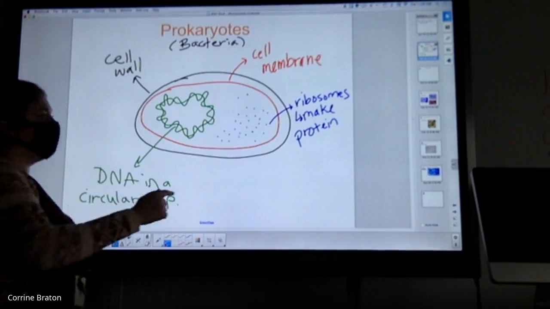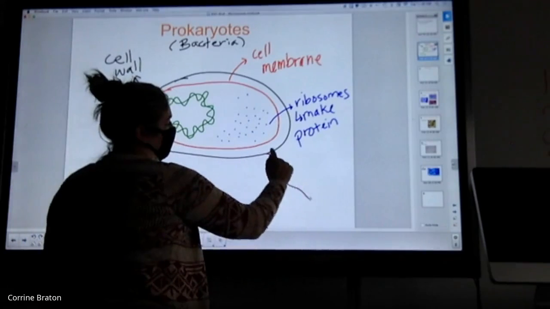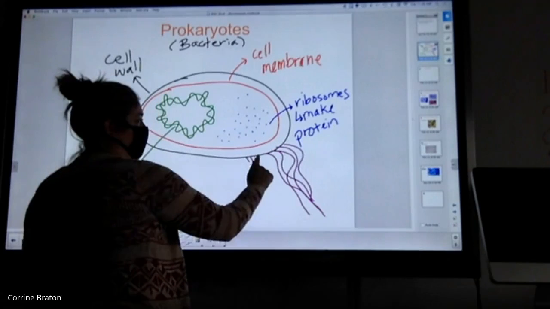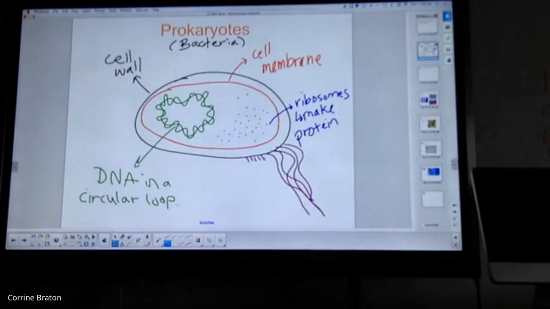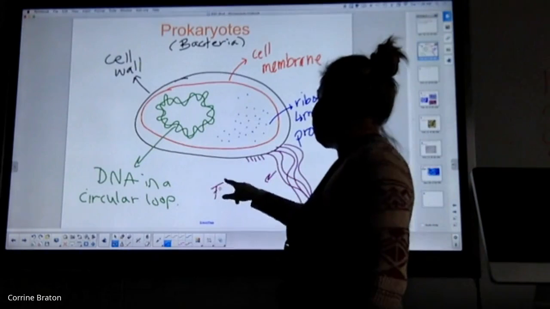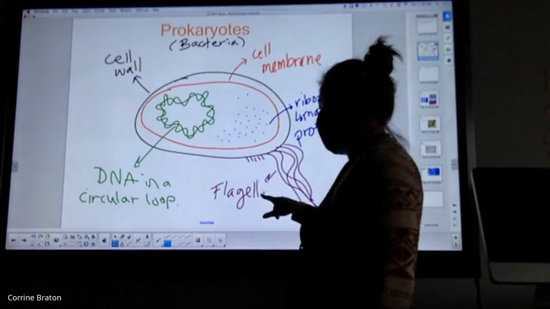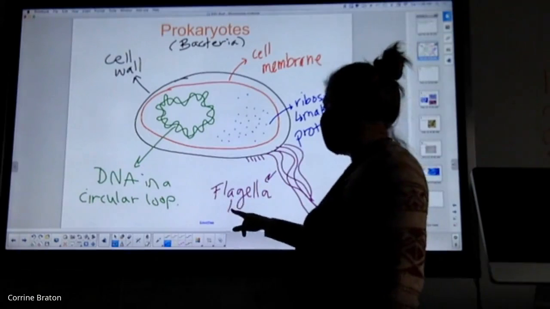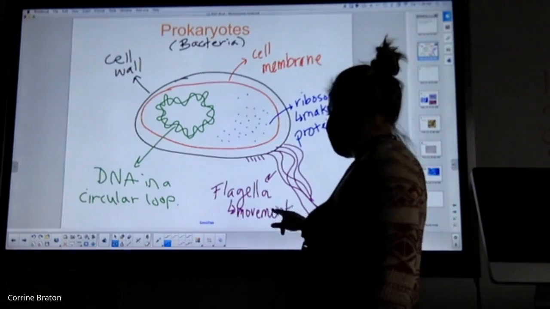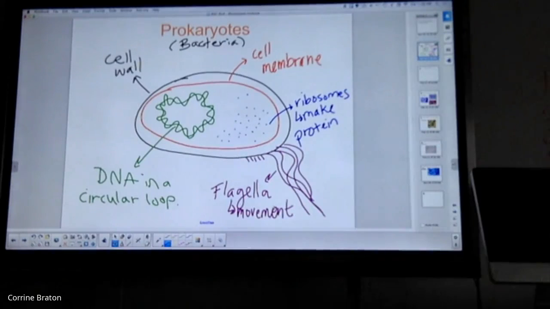And then to move around, they have things called flagella. They can have a bunch of flagella. Their flagella can be small, little hairs all over them, or they can be long like that. They move the bacteria around. Movement. Flagella.